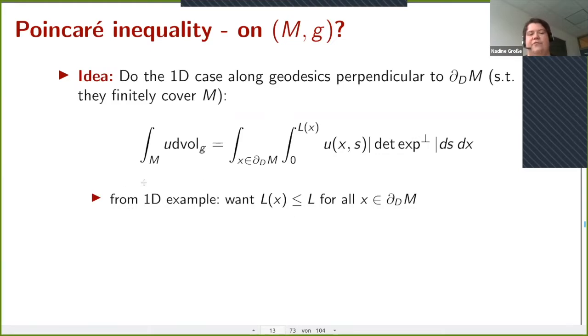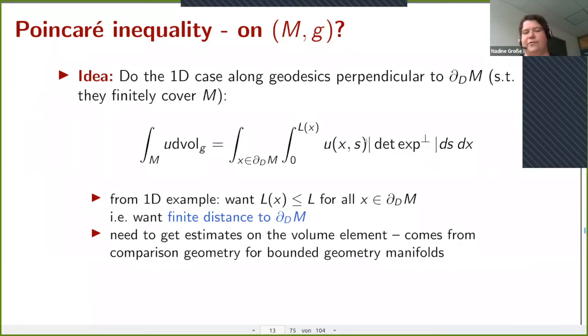But now we already see from the 1D example that we want the length of those geodesics to be finite, because otherwise we will have a problem. And this means we want every point of our manifold to have finite distance to the Dirichlet boundary. So that's an important condition that will come later again. And then in order to get rid of those additional quantities, you need estimates on this volume element, but this comes with a little bit of work automatically from comparison geometry for those bounded geometry manifolds. You have to do that, but that's okay.